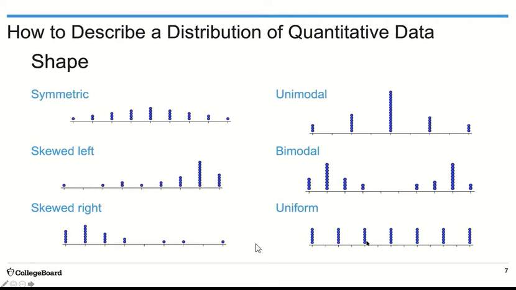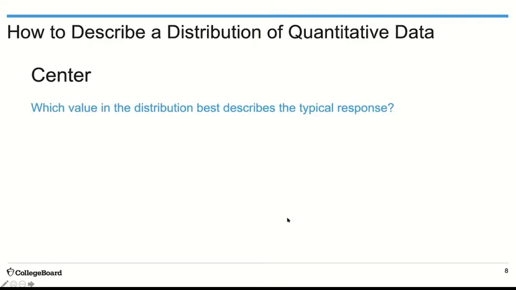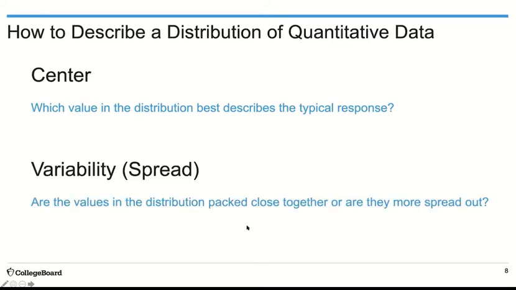Let's see what else he's got going on here. So that takes care of the shape. Let's move on to the center. And here's the question that we're trying to answer when it comes to center. Which value in the distribution best describes the typical response? And then for variability, the question that we want to try and answer is, are the values in the distribution packed close together, or are they more spread out? Now in this video, we're going to talk fairly generally about center and variability, but then in the next video, we'll be much more specific in the way that we refer to center and variability.